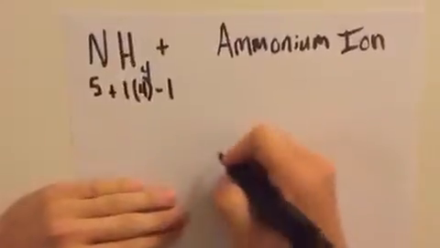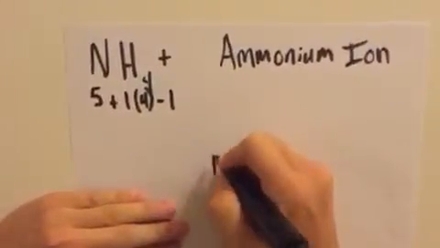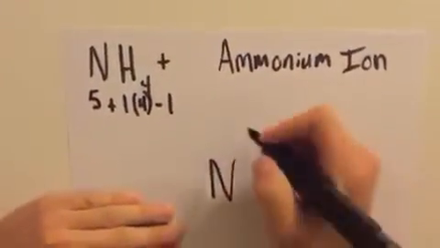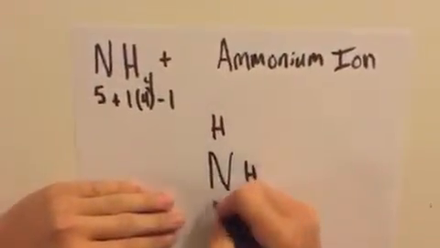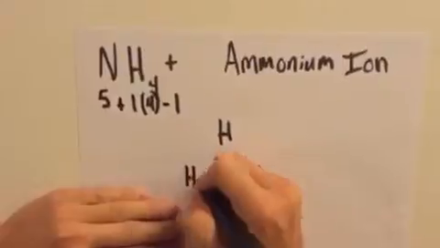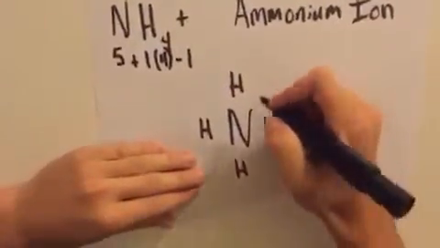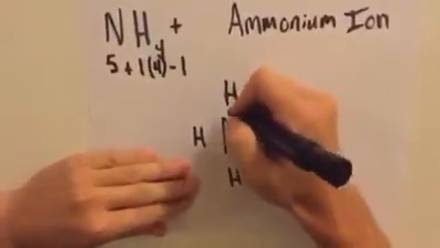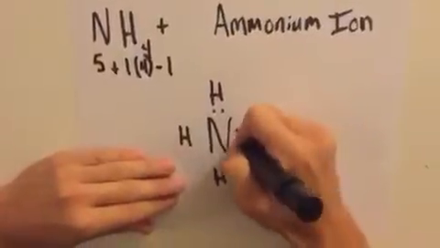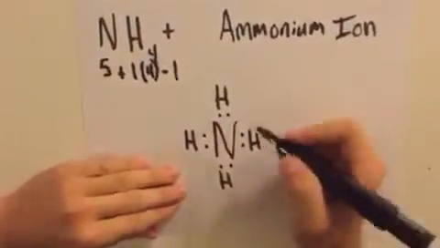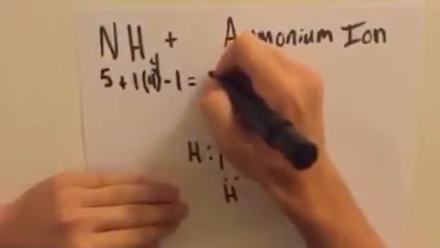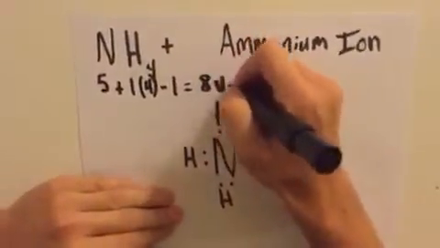Next, we draw the structure. The nitrogen is going to be in the middle, and then the hydrogen surrounding it. To start, put bonds between all the different atoms. With all these bonds, that makes up for all the 8 valence electrons.